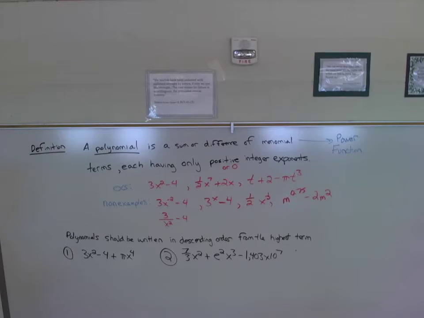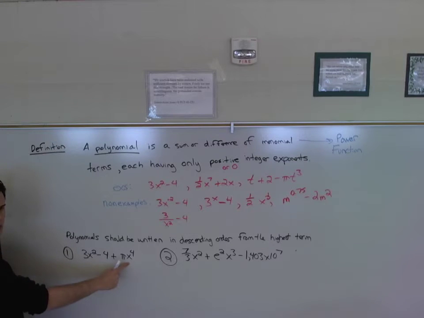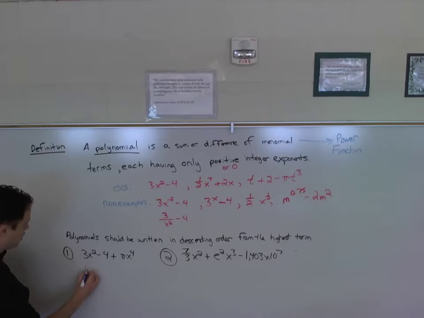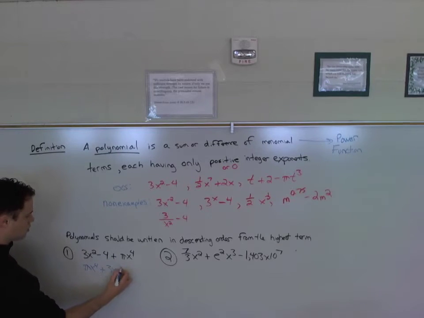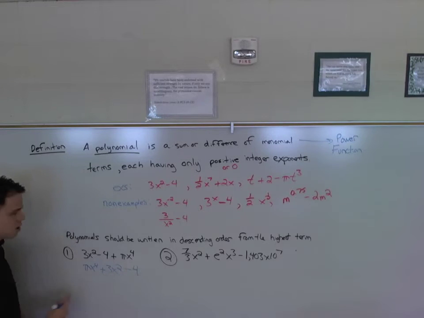So what should go first? How many terms do I have first of all? Which one should be first? The pi x to the 4th. That's the highest degree term, isn't it? Because it's got the highest exponent. When I say degree, I'm talking about the exponent. So we're going to say pi x to the 4th, it's positive, plus 3x squared minus 4. That's in descending order. That's the way we like it.